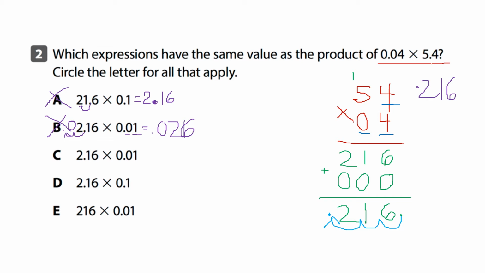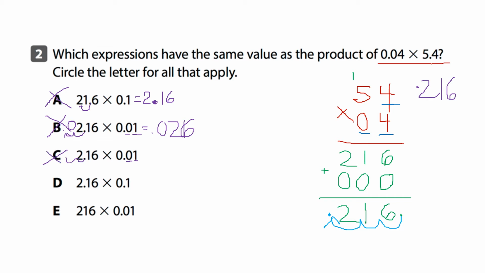I have 2 and 16 hundredths times 1/100th. So I'm moving my decimal place 2 times again, and I get the same exact answer. And I know that can't be correct.